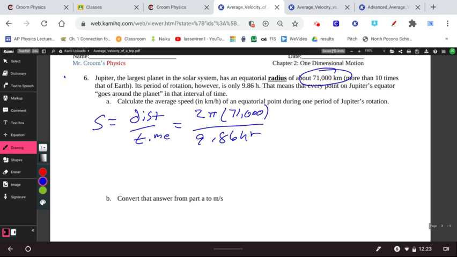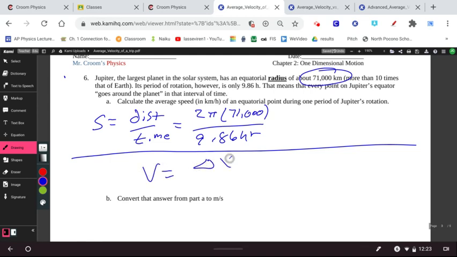Question I have for you, which is a little different, is what is your average velocity in 9.86 hours in the rotation? And velocity deals with displacement divided by time. So the question is, what is your displacement if you have gone around the equator in that period of time? And the answer is, displacement is 0, which means that your average velocity in this case is 0.